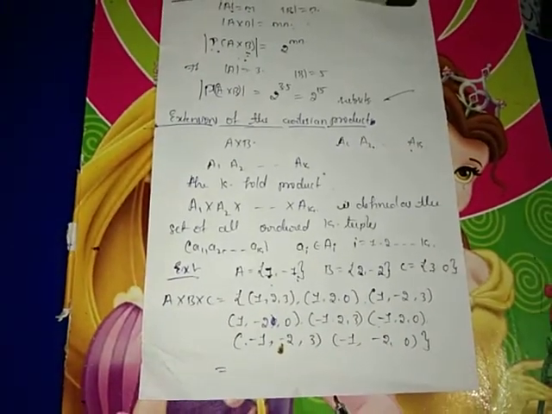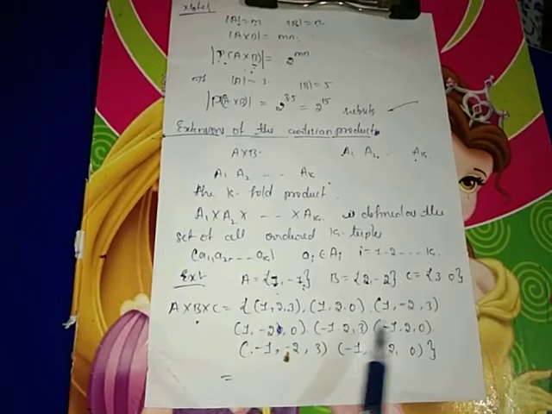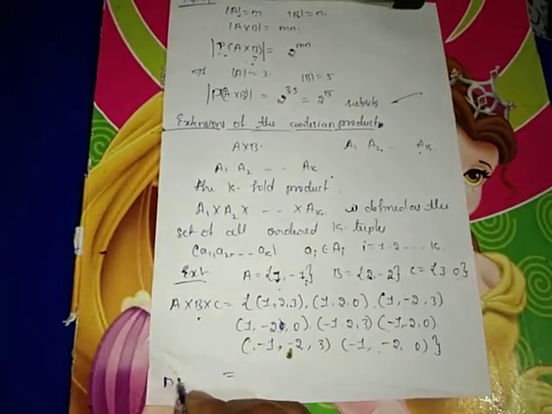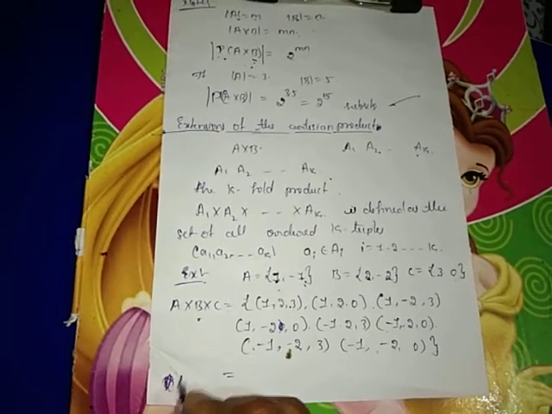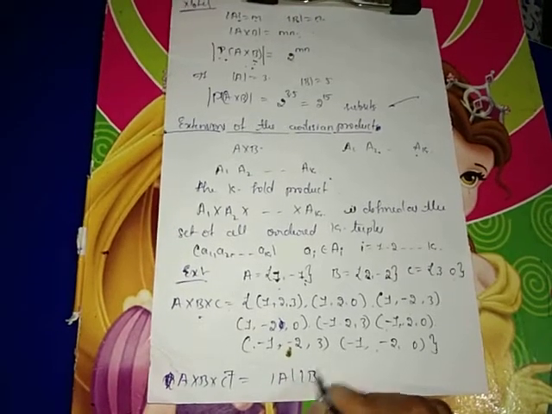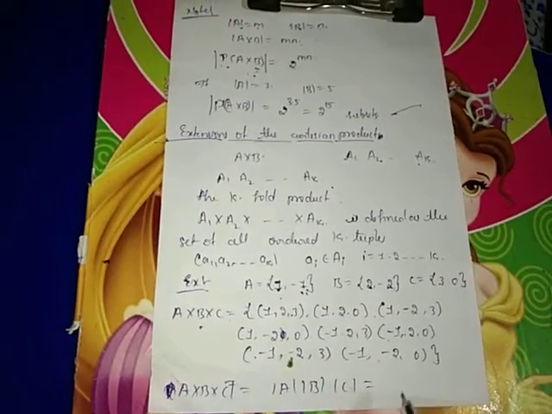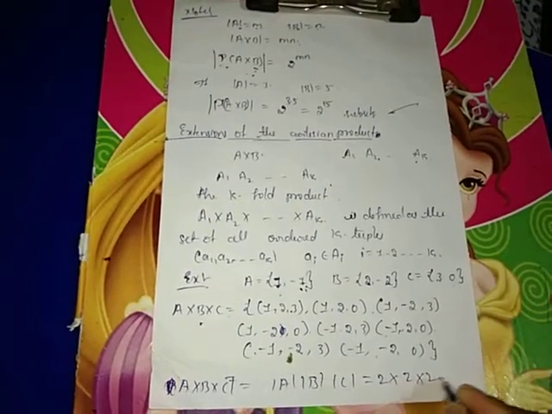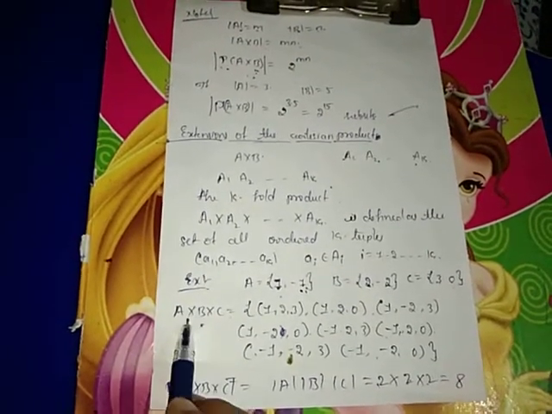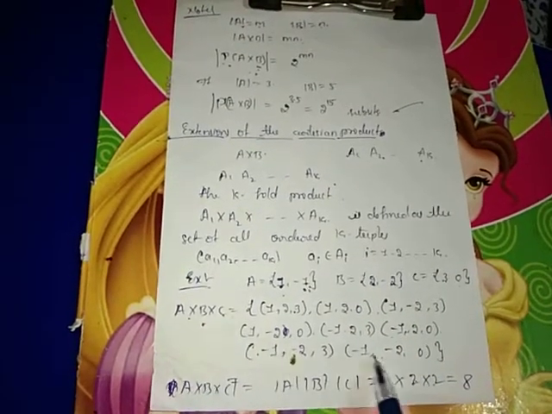Now the number of elements of A cross B cross C is 1, 2, 3, 4, 5, 6, 7 and 8. So n of A cross B cross C is equal to number of elements of A into number of elements of B into number of elements of C. Number of elements of A is 2, B is 2, C is 2. 2 into 2 is 4, 4 into 2 is 8. So the number of elements of A cross B cross C is 8.